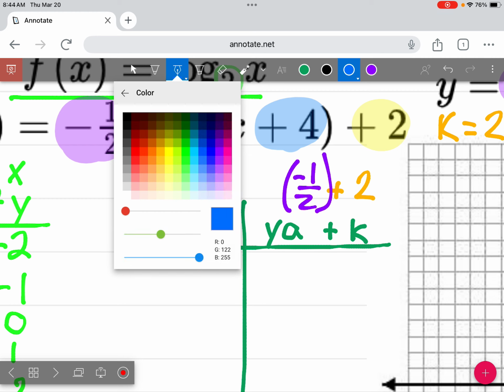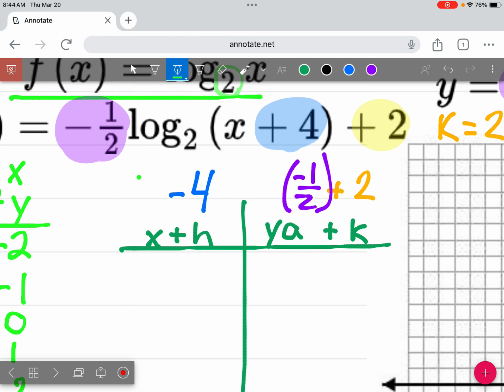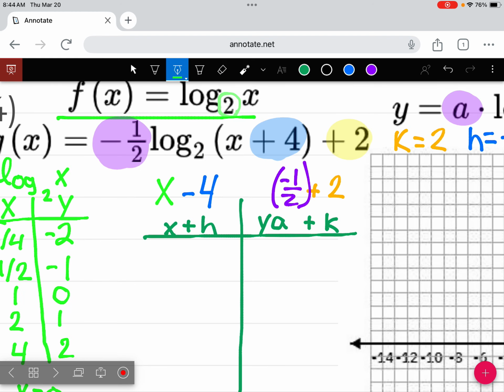So what we're going to do to get our transformed function is take our x values from our parent function and add our h. We're going to add that -4, so that means we're going to subtract 4. And we're going to take our y's from our parent function times a plus k. So times that 1/2 plus 2.